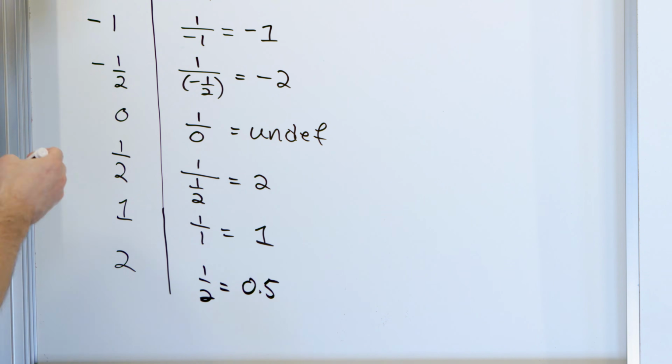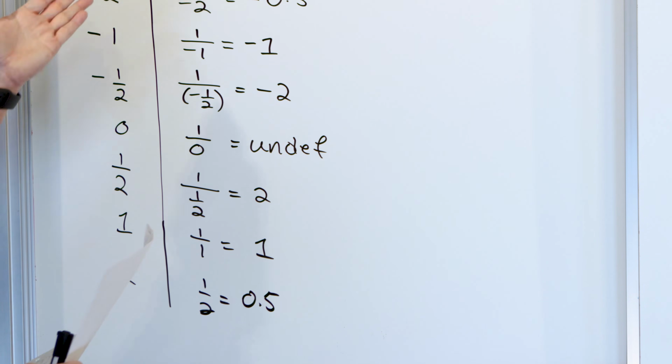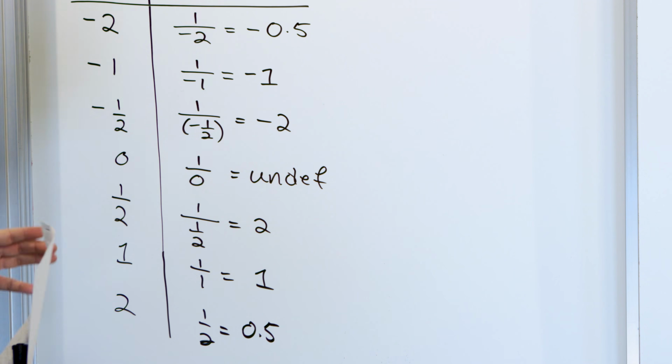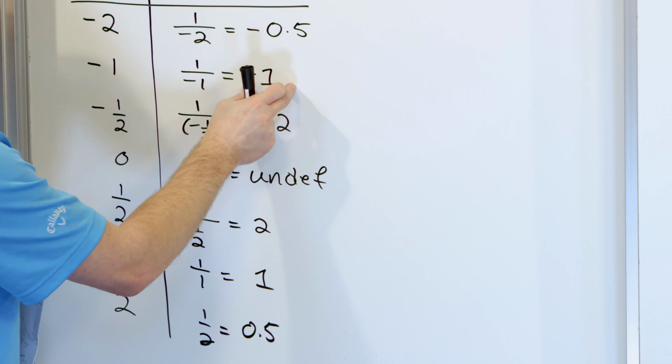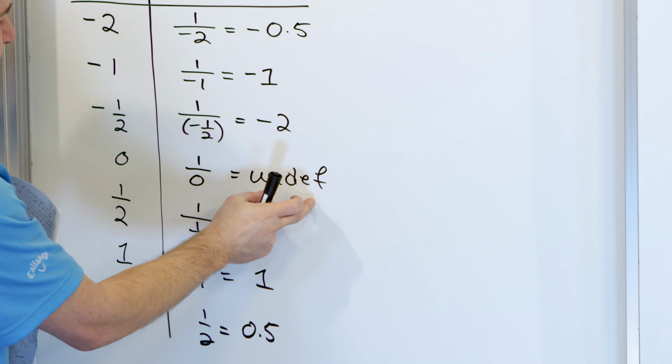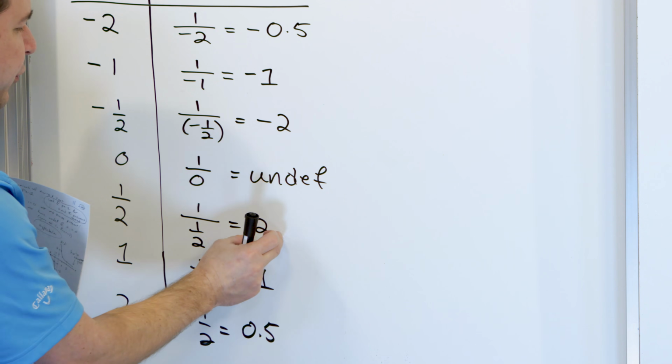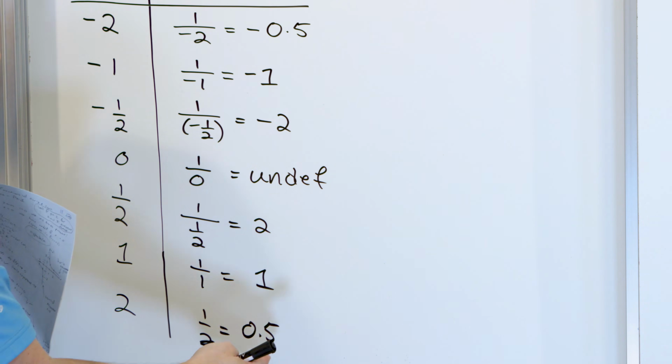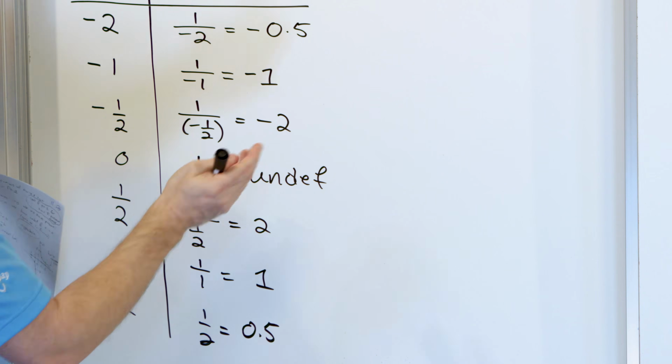So you see, this is nice and symmetrical. This is why this is such an important function, because it's very symmetrical. I have negative 0.5, negative 1, negative 2, undefined, basically infinity, and then I have 2, 1, 0.5. Everything is symmetrical, negatives here, positives here, but the numbers are the same.